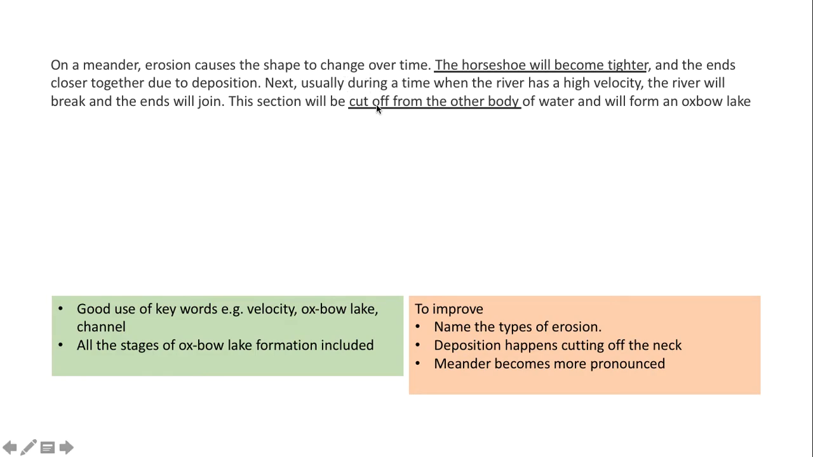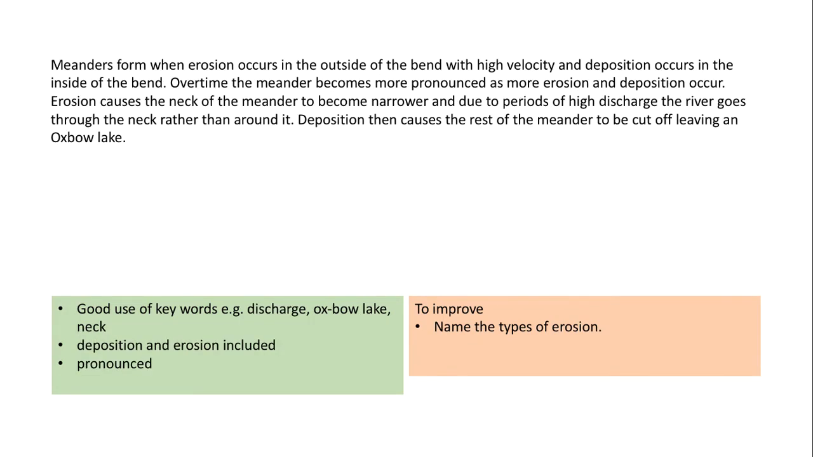Again, we need to say that the river will break and the old channel will be cut off from the other body of water during a flood. We also need to name some of the processes of erosion. Take a minute, read through this one.